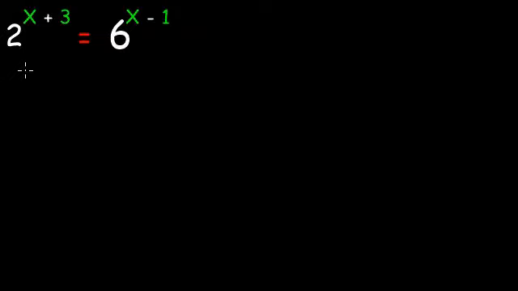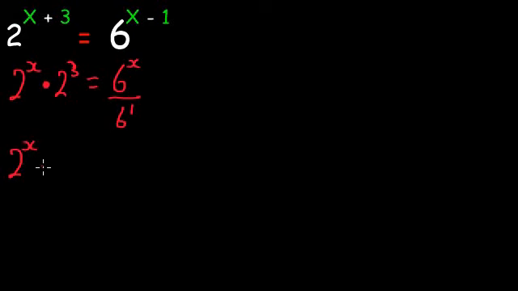So what I'm going to do right now is just to simplify 2 raised to the power of x plus 3 to 2 raised to the power of x multiplied by 2 raised to the power of 3. And for the right hand side, that will become 6 raised to the power of x divided by 6 raised to the power of 1. And simplifying further, we can have 2 raised to the power of x multiplied by 8, as 2 raised to the power of 3 is simply 8. And this will be equal to 6 raised to the power of x divided by 6, as anything to the power of 1 is still that thing, but anything to the power of 0 is simply 1.